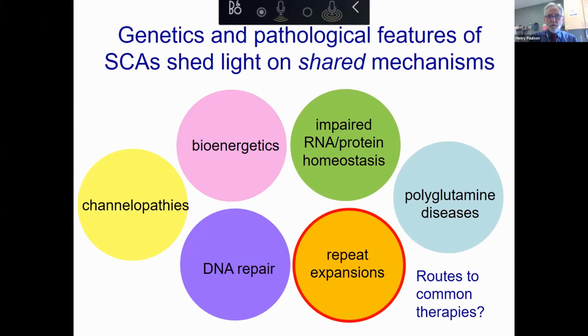And here are 6 major categories of shared mechanisms, or at least overlapping mechanisms we talk about. And of course, repeat expansions are central to so much of the SCAs, and that's a good and a bad thing. I mean, individuals who have a specific repeat expansion, everyone has that particular expansion. But the reality, and I think it's clear, is that this leads to fairly complex mechanisms, and the principle of parsimony may not apply much anymore.